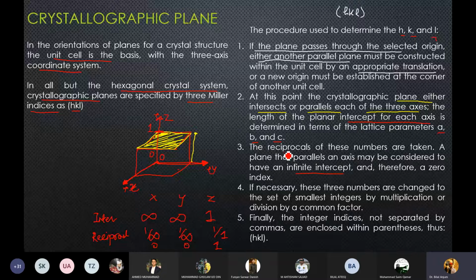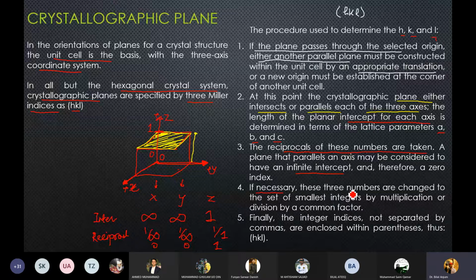All right. Now, once you have taken the reciprocals, the third point was that the reciprocals of the intercepts are taken. A plane that parallels an axis may be considered to have an infinite intercept and therefore a zero index. So since the x and y axes were parallel to the plane, the reciprocal of the intercept is 0. It further says if necessary. In this case, this is not necessary.